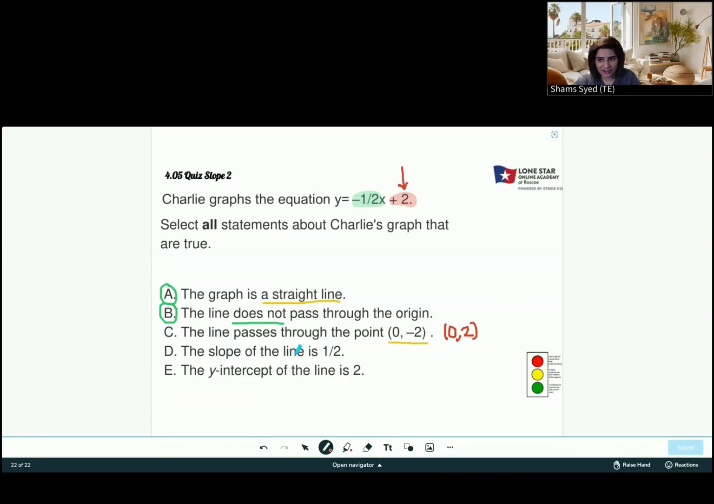Is the slope half? No. The slope is negative half. These are smaller details you have to look for. Let's look at the final one. The y-intercept is a positive 2. Let me use the red color for the y-intercept all the time. And the y-intercept is a positive 2.